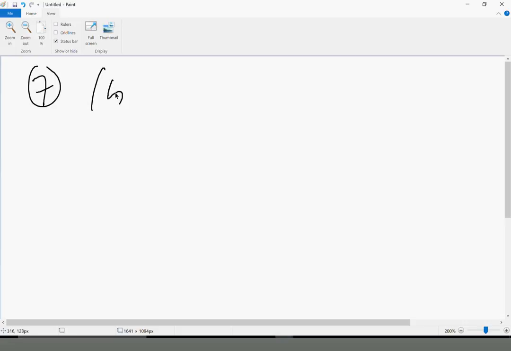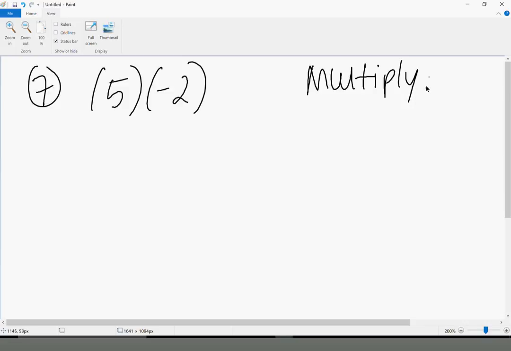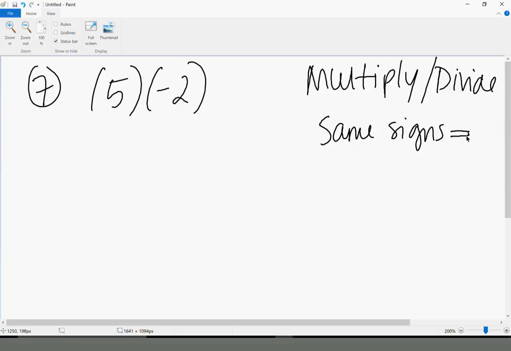Question 7. This is 5 times -2. So remember, when you are multiplying or dividing integers, when they are the same signs, it's positive. And when they are different signs, it's negative. Those are the simple rules for integers when you're multiplying and dividing.